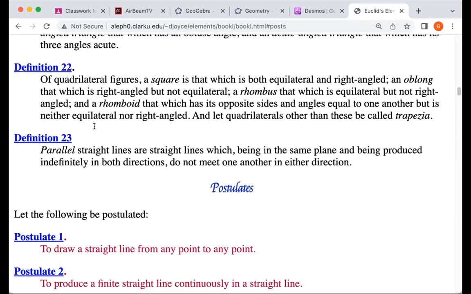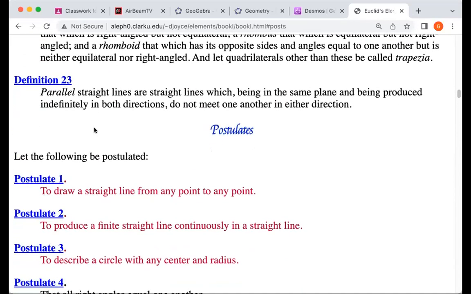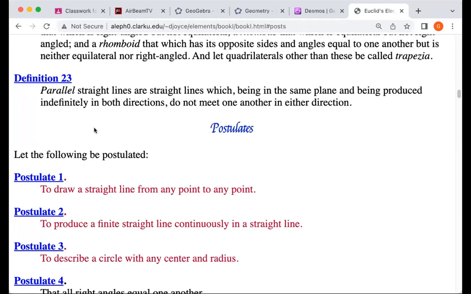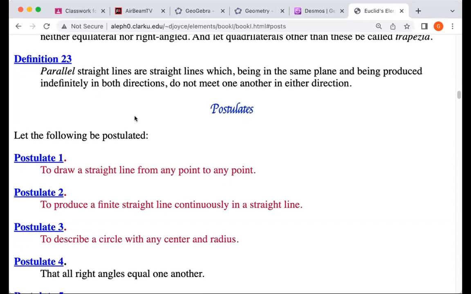Postulate 3. You can make a circle with any center and radius. So if I give you a point and say, I want this to be the center of the circle, and I say I want the radius of the circle to be equal to 9 inches, you can make a circle like that. Very non-controversial. Postulate 4. All right angles equal one another.